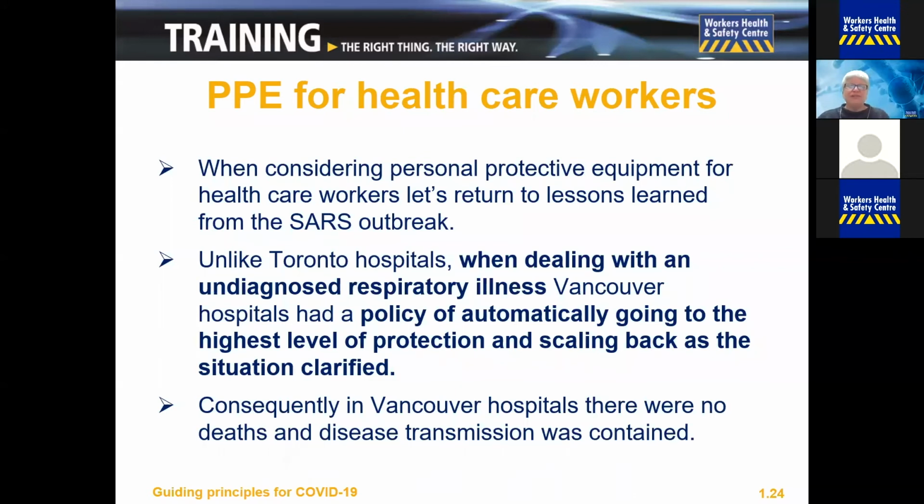In our current situation, we would do well to remember this contrast in experiences. Certainly, as we have seen in Ontario long-term care facilities, workers and the residents they provide care for are not receiving the protection they require. And as a result, COVID-19 cases have reached alarming levels.